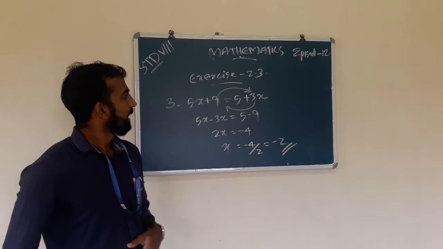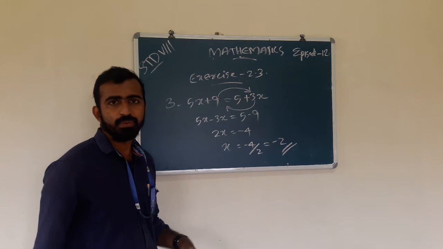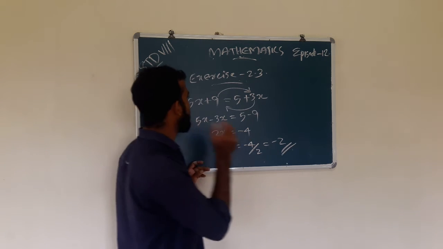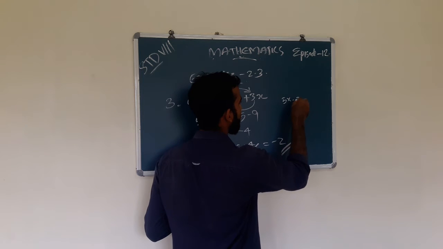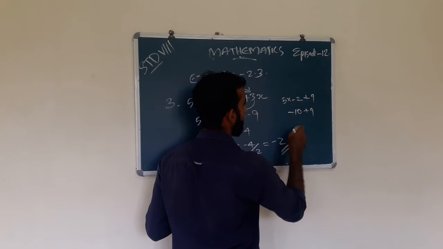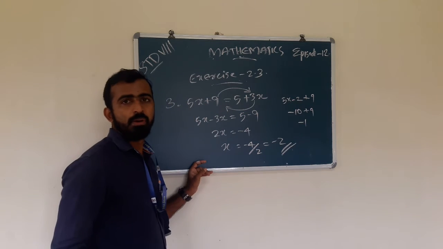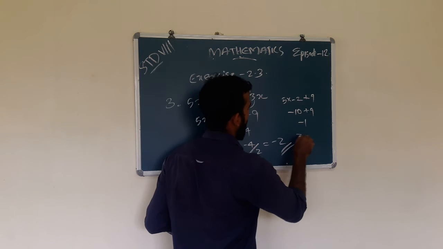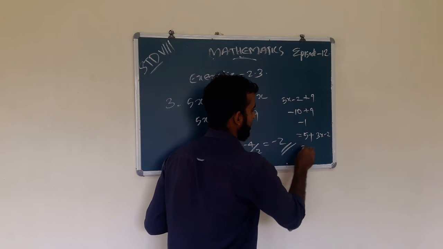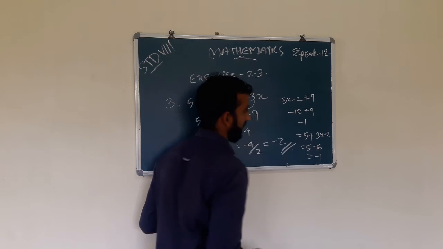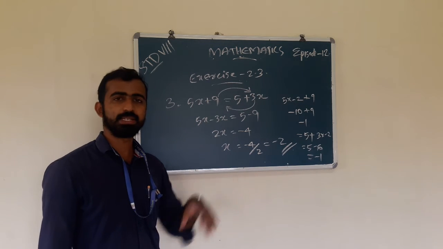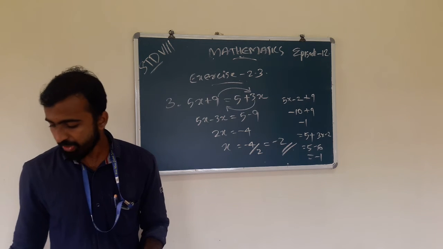When we give x as negative 2, we can check in the question. That is 5x plus 9. When we check, 5 into negative 2 plus 9, that is negative 10 plus 9, we get negative 1. And 5 plus 3 into negative 2, that is 5 minus 6, we get negative 1. The answer is same. Is it? Yes.